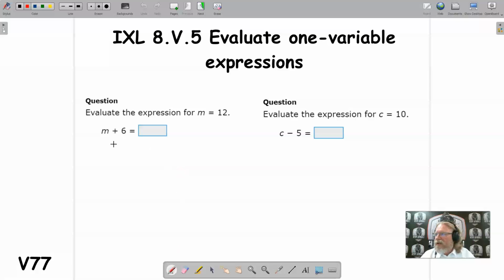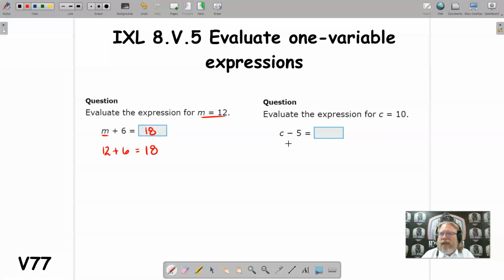So on our first question here, it says m plus 6. Well, what is m? Well, we know here that we're told that m equals 12. So we're just going to substitute in the value of 12 for m, and 12 plus 6 is 18. So not too difficult to start off with, right?